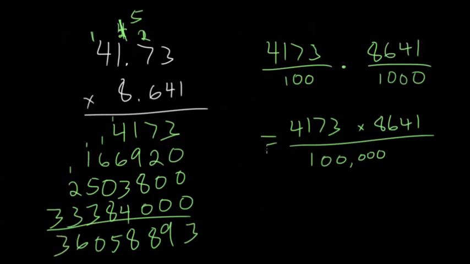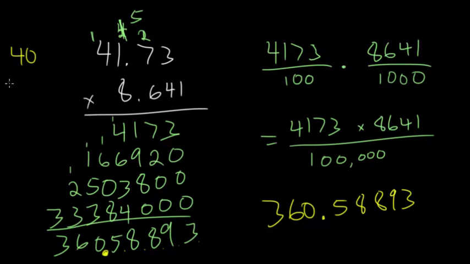And now we move the decimal 5 times. So 1, 1, 2, 3, 4, 5. It goes right there. Just double check. 1, 2, 3, 4, 5 after the decimal. So we get that final answer of 360.58893.